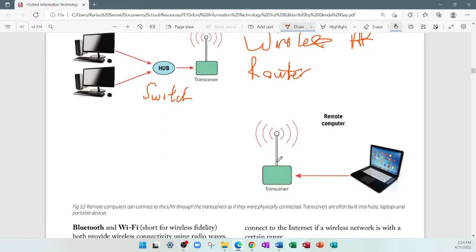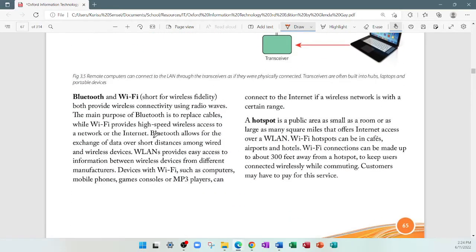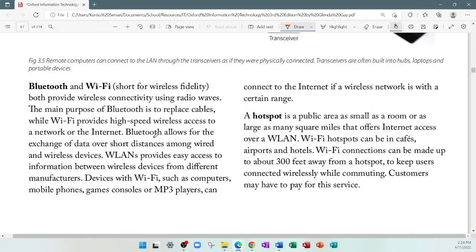So as you can see here, because of the access point, wireless devices can now communicate on the local area network. What other forms of wireless communication do we have?